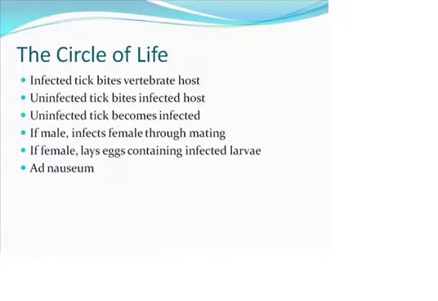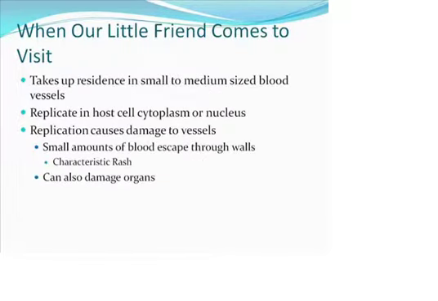The life cycle of our tiny assailant is extremely convoluted, but it mostly looks something like this. Infected tick bites vertebrate host, an uninfected tick bites the infected host, the uninfected tick becomes infected. If the tick is male, it infects a female through mating. If the tick is female, it lays eggs containing infected larvae, which hatch into infected ticks, and the cycle starts over again.